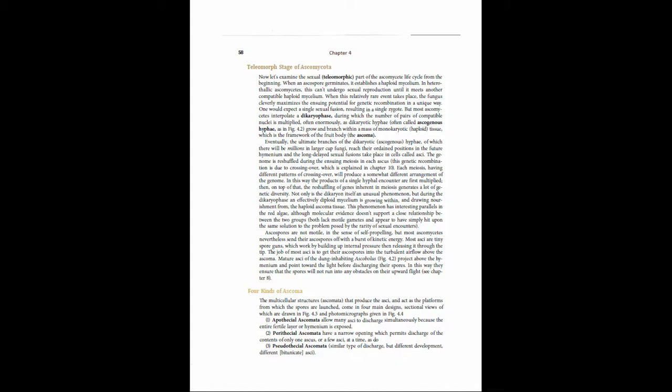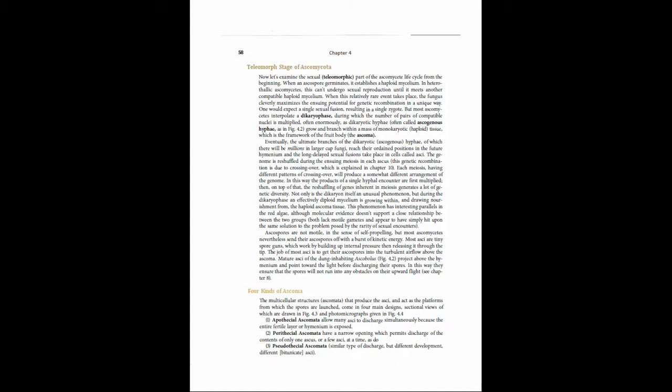One would expect a single sexual fusion, resulting in a single zygote. But most Ascomycetes interpolate a dikaryotic phase, during which the number of pairs of compatible nuclei is multiplied, often enormously, as dikaryotic hyphae, often called ascogenous hyphae, as in Fig 4.2, grow and branch within a mass of monokaryotic, haploid tissue, which is the framework of the fruit body, the ascoma.